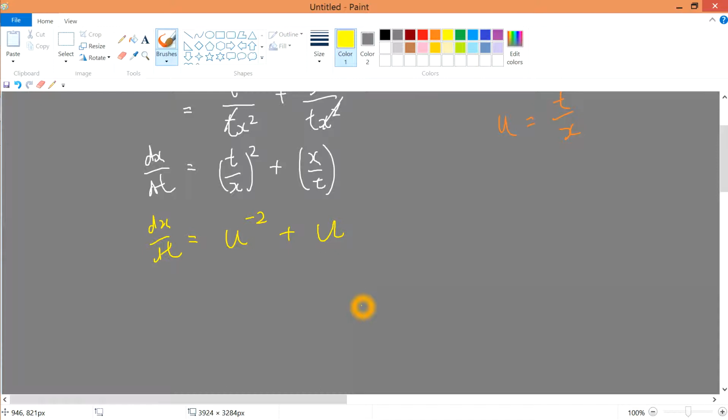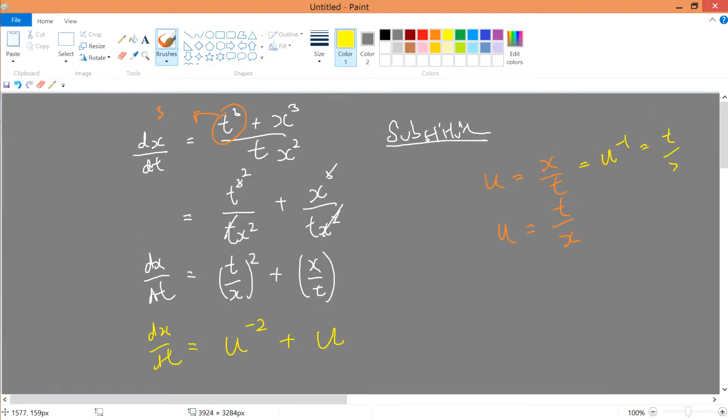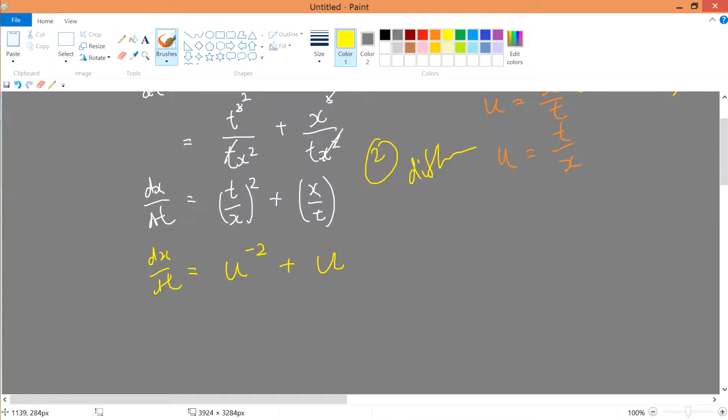And what are we going to do next? The first thing we needed to do is substitution. The next thing we're going to do is differentiate. What do we differentiate? It's this one. We're going to replace dx in terms of u. So how do we do it? We know that u equals x over t.